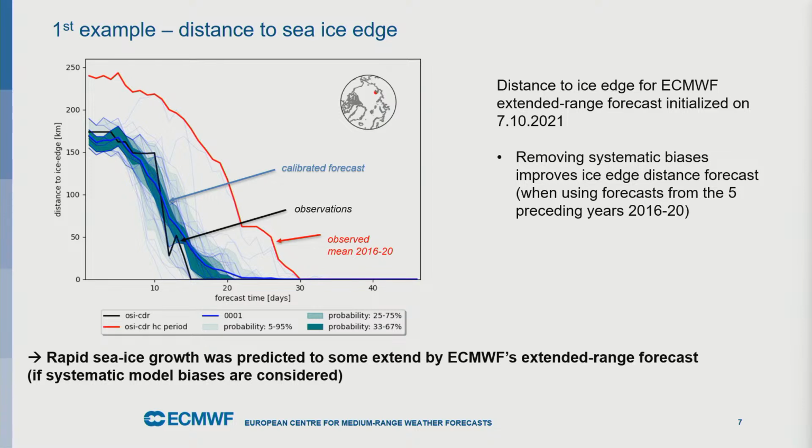And the results you see here in this graph, the black line stayed exactly the same. Obviously, it's observations. I can't change this. But the blue line is now the calibrated ensemble. And you can see now that this one is much closer to the observed sea ice edge distance. It's maybe still off by a couple of days, but I would think that's probably quite useful. So if we take into account those errors, then we could have forecasted this event quite well, I would think.